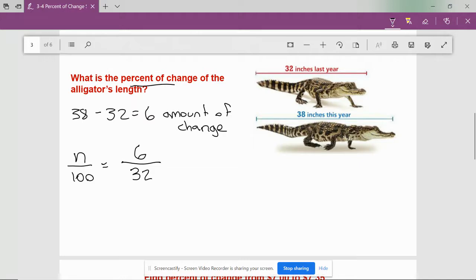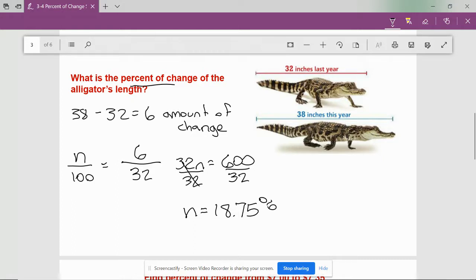When we work this problem out, we do it by cross multiplying. So we get 32n is equal to 6 times 100, which is 600, and we are going to divide by 32. When we do that, those cancel out, so n is going to equal 18.75%. That is our percent of change when it comes to our problem.